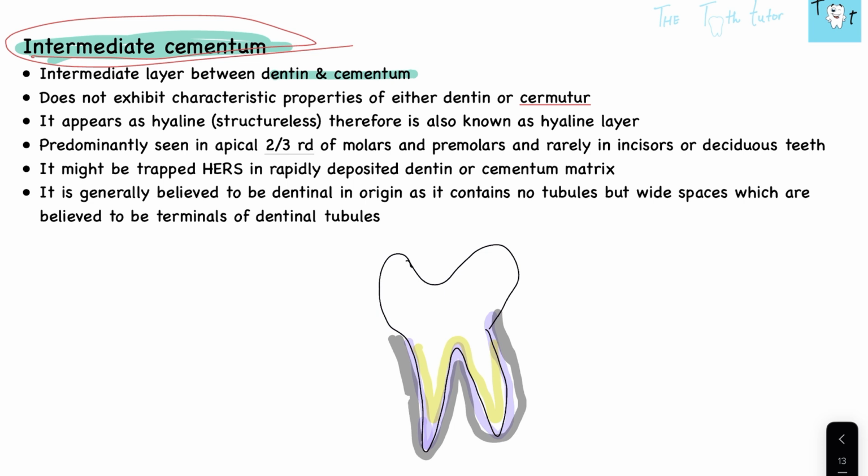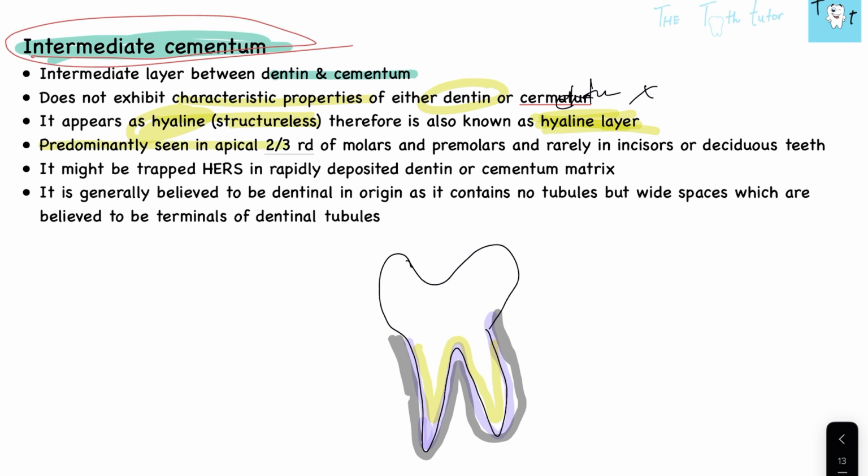Now it does not have the characteristic properties of either dentine or cementum. The properties it shows are different from dentine or cementum, so it can't be distinctly called a type of cementum or a dentine. It is kind of structureless. It does not have an organized structure, and that's why it is also known as the hyaline layer, because hyaline means structureless.